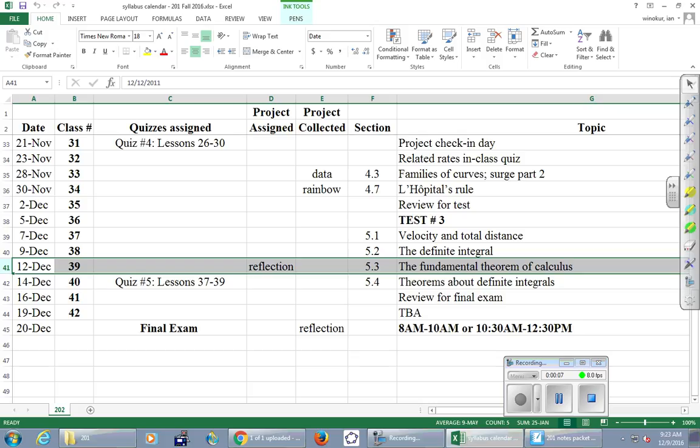Today, class number 39. Last project of the semester is assigned and will be collected at the start of the final exam. We're covering something called the fundamental theorem of calculus. Again, it is the fundamental theorem of calculus. It is kind of a big deal. So that's what the plan is for today. Any questions on the calendar?